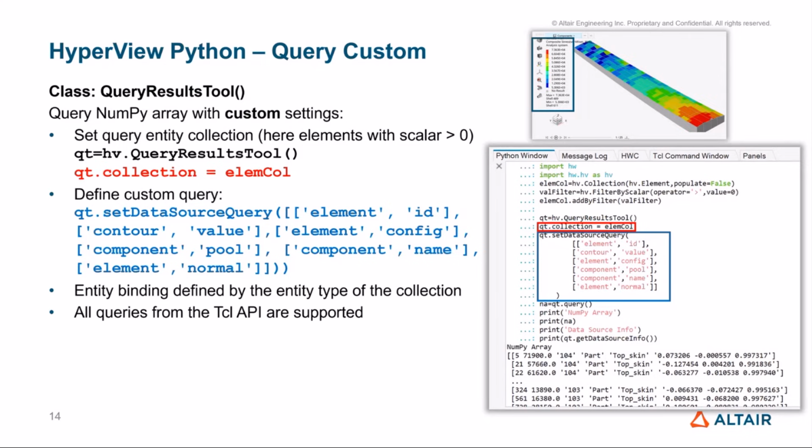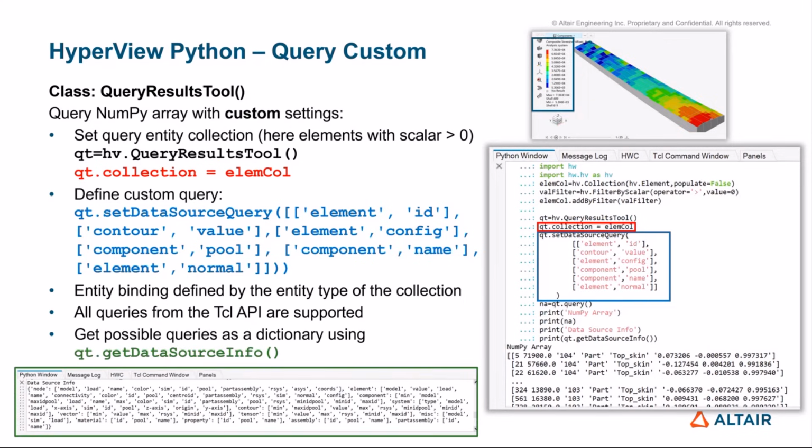And all the queries from the existing TCL API are supported. If you want to see what is possible, just use the query tool and call the method get data source info, and you get a dictionary which shows you the entity and the options which you have, how you can create your query.